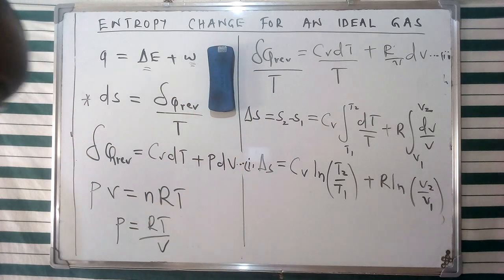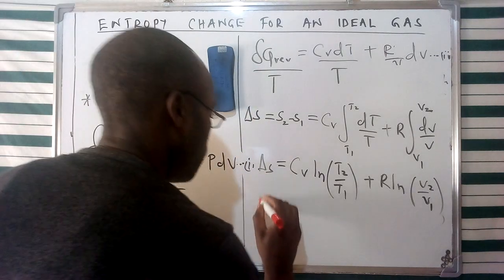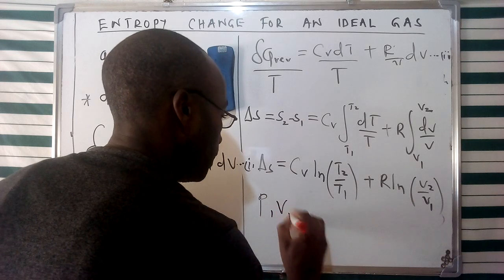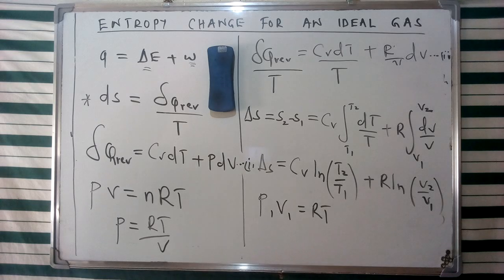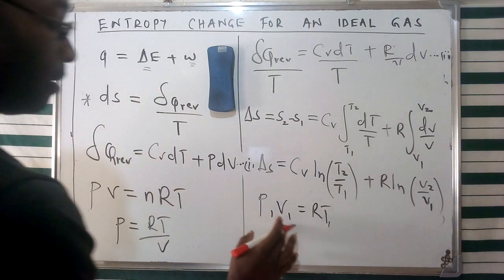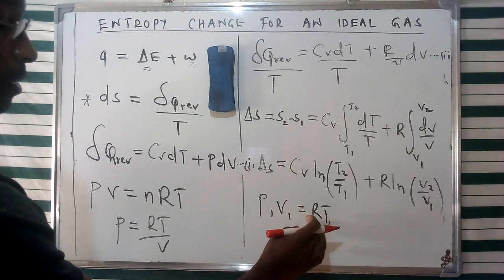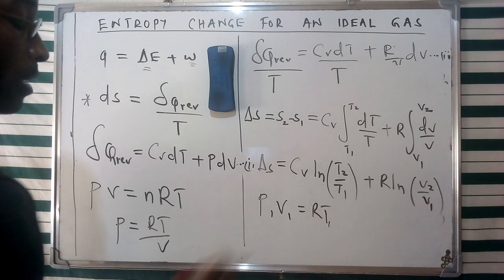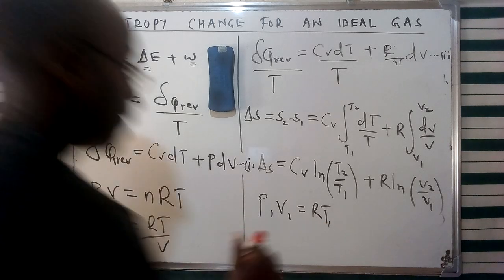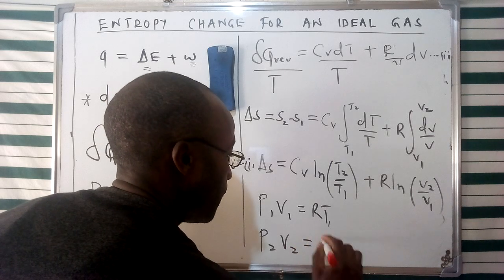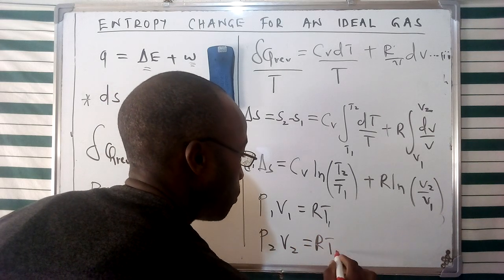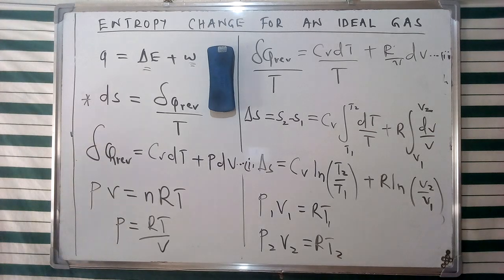So I mentioned that we can have this representation of an ideal gas for 1 mole, given as P1V1 = RT1. In this particular case, we can also have a version for the change in the pressure and volume given as P2V2 = RT2.